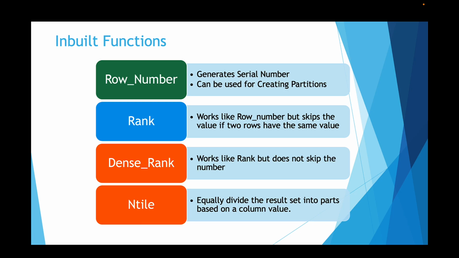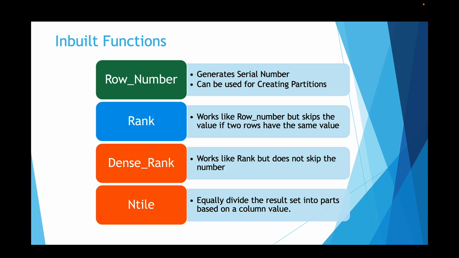DenseRank is another function that works like the rank function but does not skip the number, so it means it's essentially a kind of a row number. And NTile is a function which can be used to equally divide the result set into parts based upon a column value. So let's say you want to divide the result set based upon certain departments or jobs, we could use an NTile function.